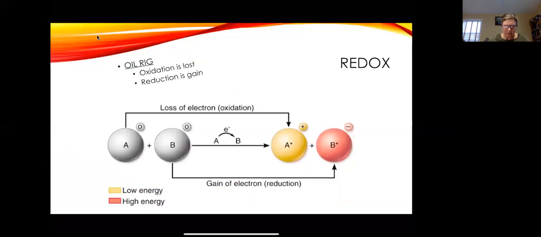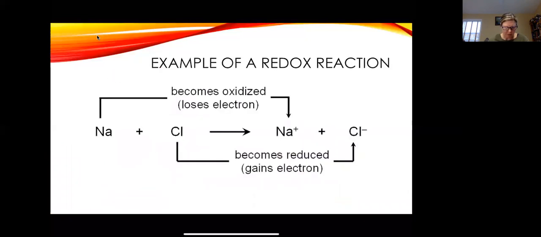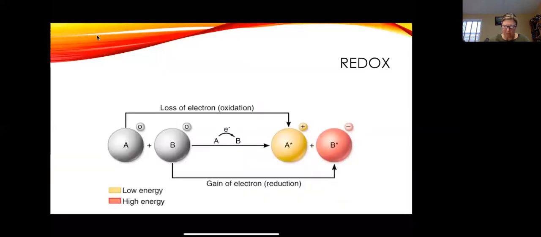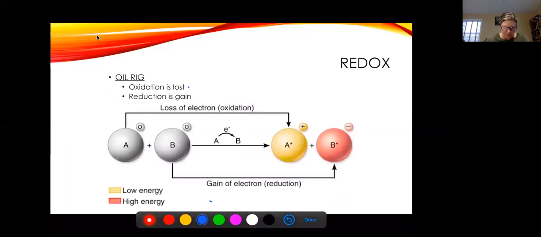So the first thing you need to understand is the little saying OIL RIG, right? For OIL RIG, what we're saying here is that oxidation is lost, reduction is gain. And so we can see here with A and B are both neutral.